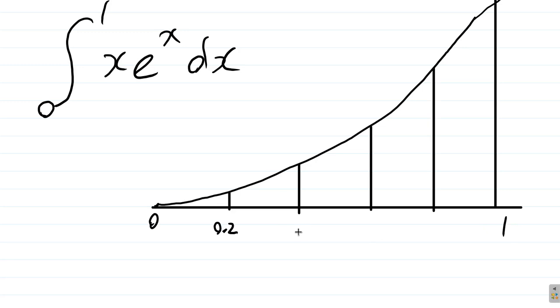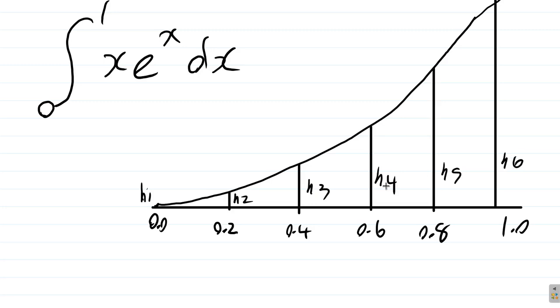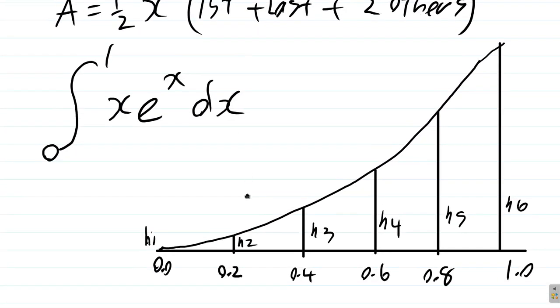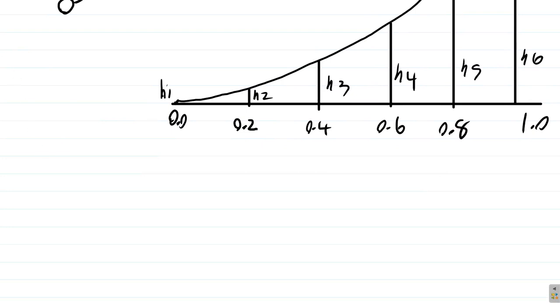0.2, and then 0.4, 0.6, 0.8, 1.0. So here we have H1, which will be 0, H2, H3, H4, H5, H6. Now here we look and see that we're going to need the heights. Let's find the heights first. Right? Now, what is H1?